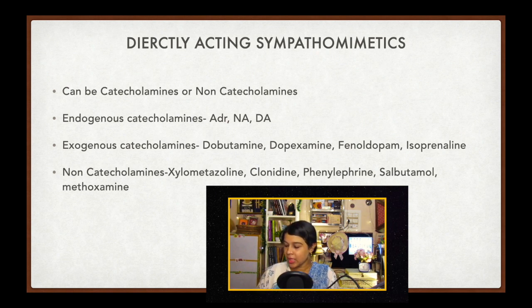What are these non-catecholamines? Examples are xylometazoline, clonidine, phenylephrine. Then we have salbutamol. Then we have methoxamine. They are selective agonists at alpha 1, alpha 2, beta 1, and beta 2 receptors. Now let's talk in more detail about catecholamines.